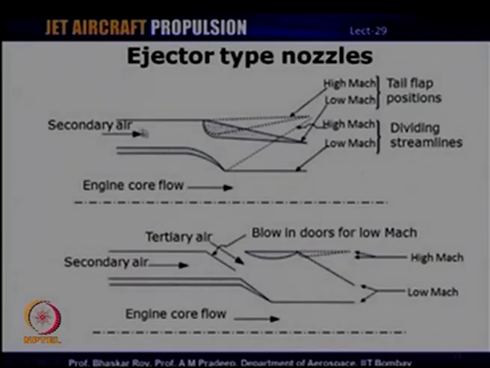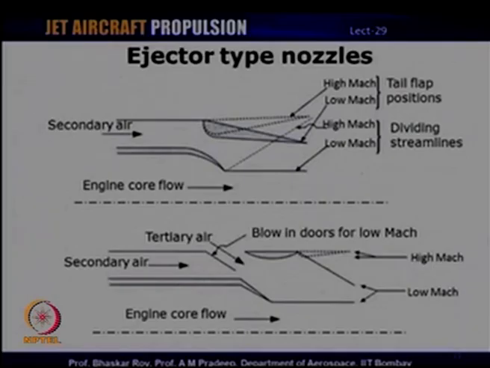So, in this configuration, the first one that is shown here, the secondary air is flowing through a duct or an envelope which is surrounding the engine core flow. The engine core flow is shown here. And so, depending upon the Mach number at which it is operating, if it is operating at a low Mach number as is shown here, then the flap is kept at a position which will result in the formation of a convergent nozzle, which is what one would really require for subsonic operation.